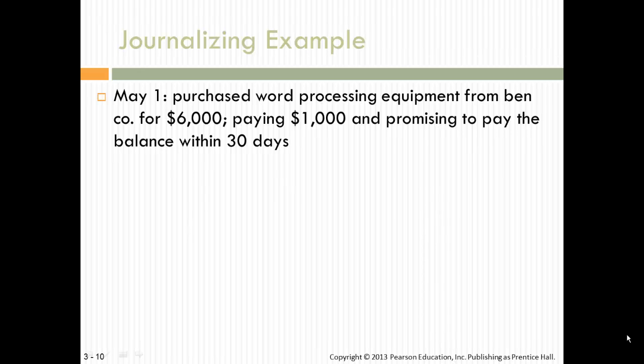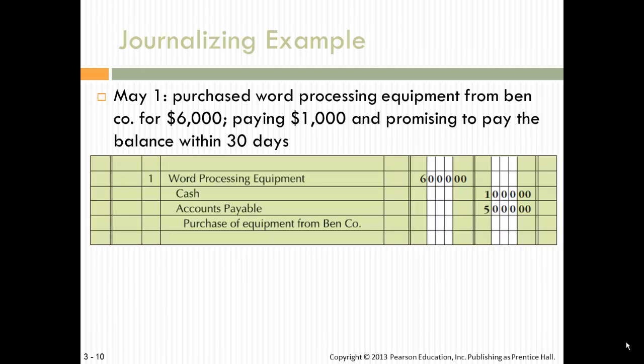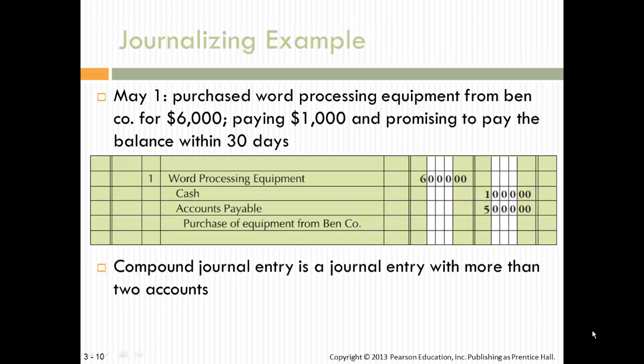Let's do another one. Purchased word processing equipment from Ben Company for $6,000, paying $1,000 and promising to pay the balance in 30 days. Okay, this triggers in your mind that you paid some cash, then there's this promise to pay. That's an accounts payable. So you have your word processing equipment, that's your asset. You paid some cash and you picked up debt for the difference. There's your description. Notice it's set up exactly the same way.